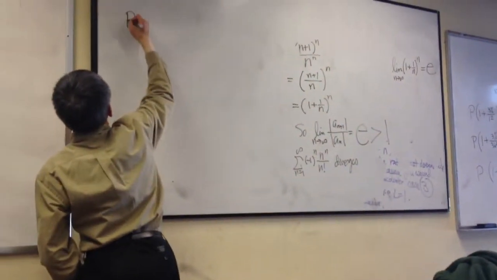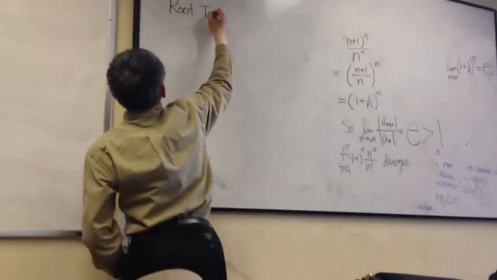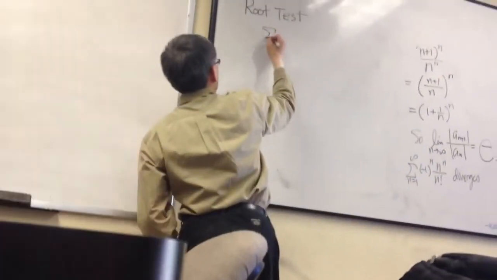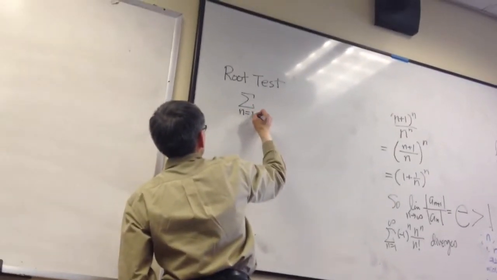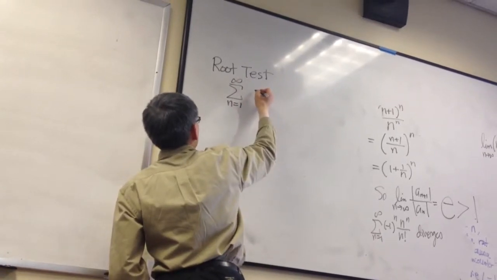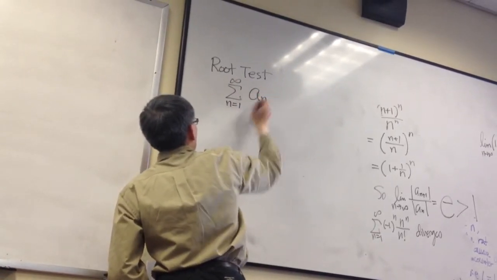This is called the root test, and the structure of its statement is very similar. It goes like this. You have a series, the sum as n goes from 1 to infinity of a_n. Same setting.